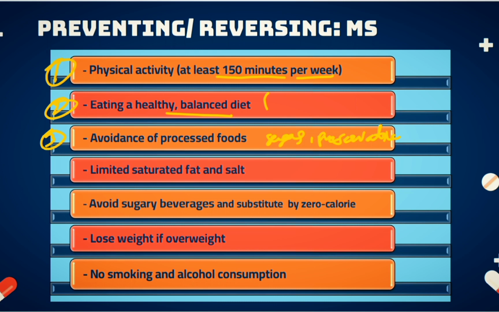A person should focus on his fat. He should consume less saturated fat as well as less salt in his diet. A person should avoid sugary beverages, and these beverages should be substituted by zero calorie options. As we already know, central obesity or overweight itself is a strong risk factor to develop metabolic syndrome. So a person should focus on reducing his weight. Apart from that, smoking and alcohol consumption are found to be related with the metabolic syndrome. So a person should avoid such substances also.